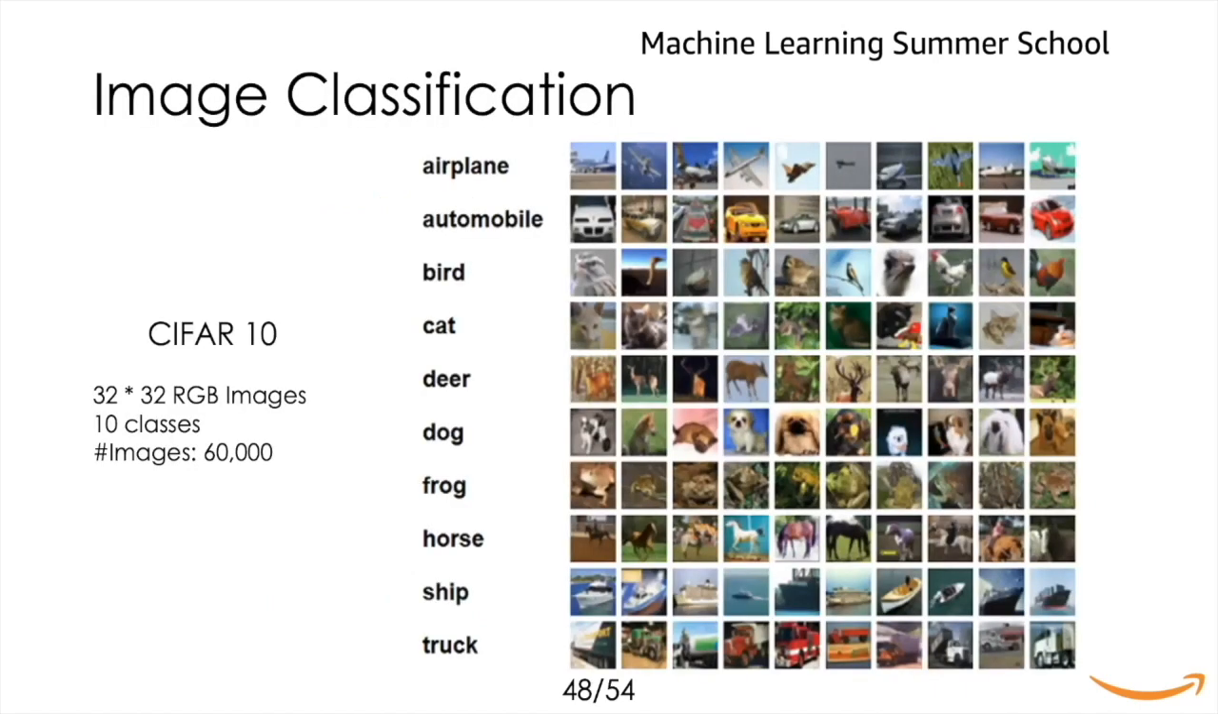Let's now go to the lab section. In the lab section, you're going to do image classification on a database called CIFAR-10. It has around 60,000 32 by 32 RGB images, which you'll be learning to classify into 10 classes. These are the 10 classes given here.